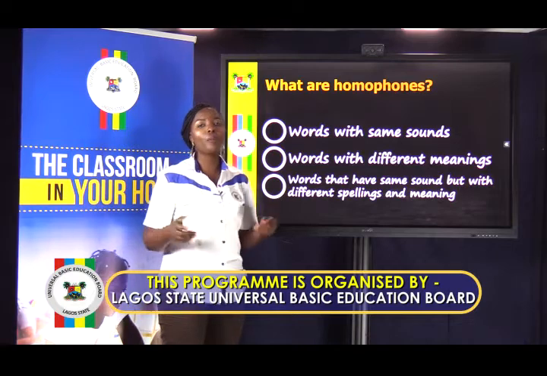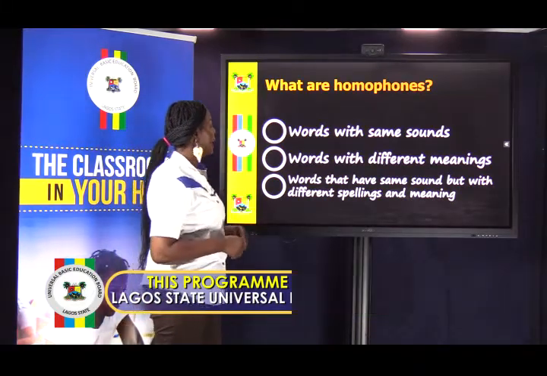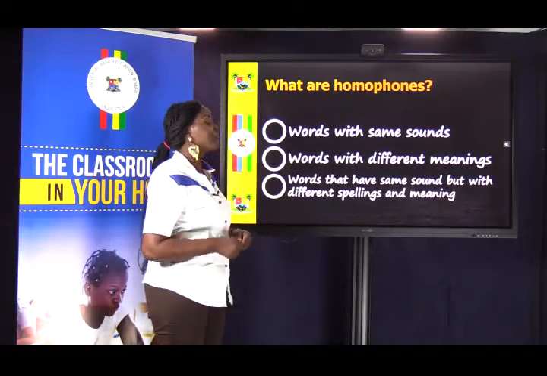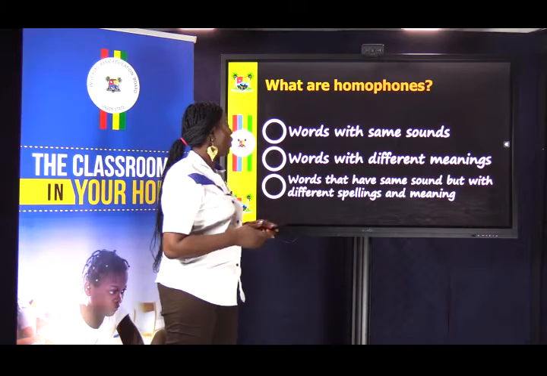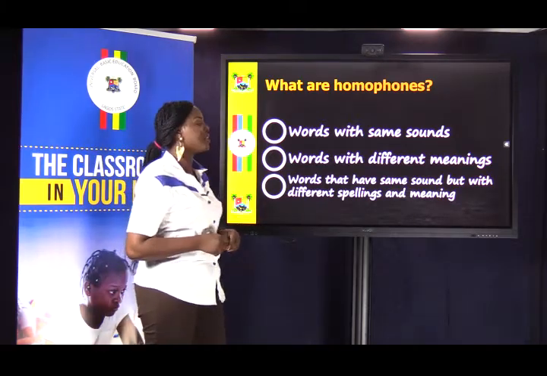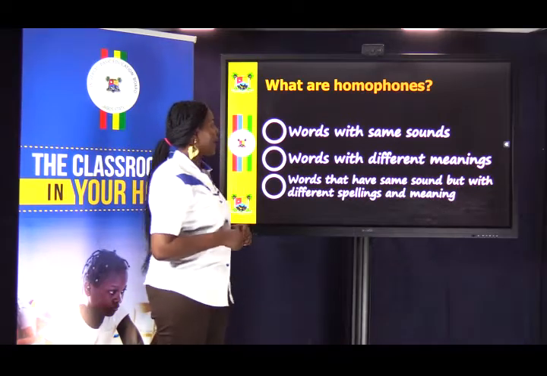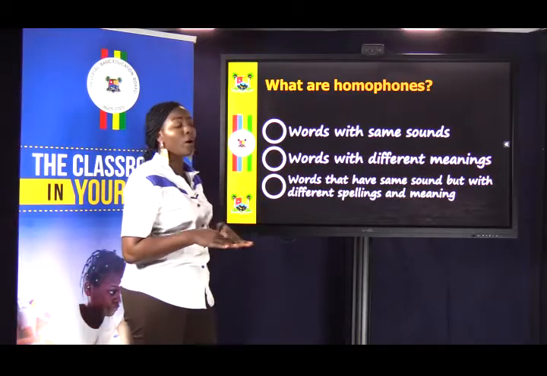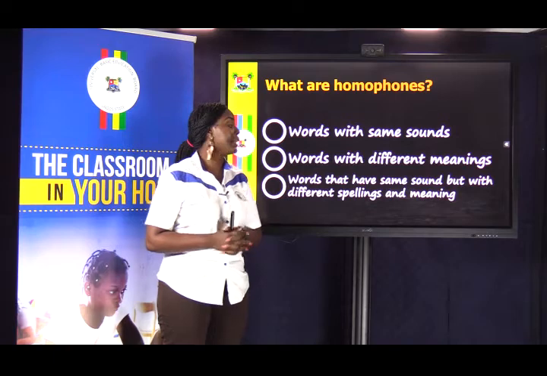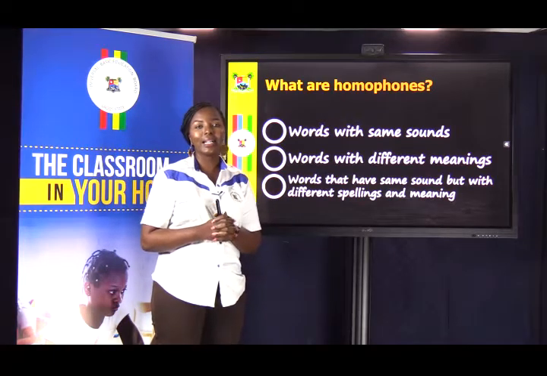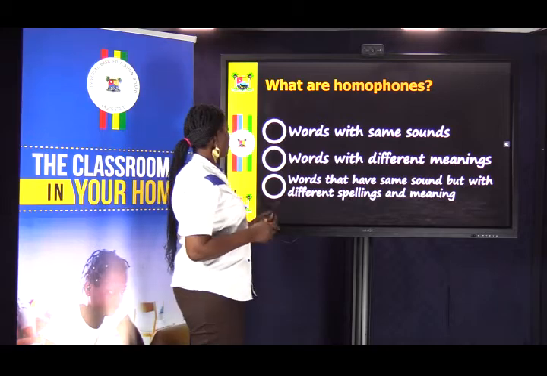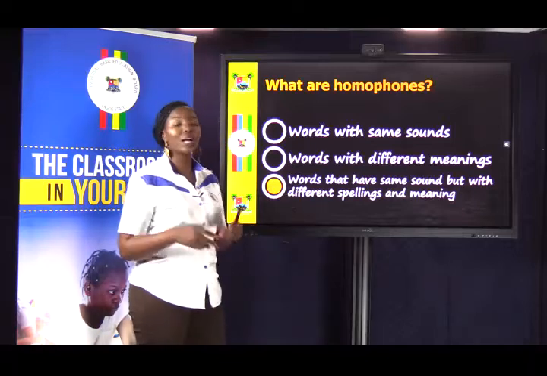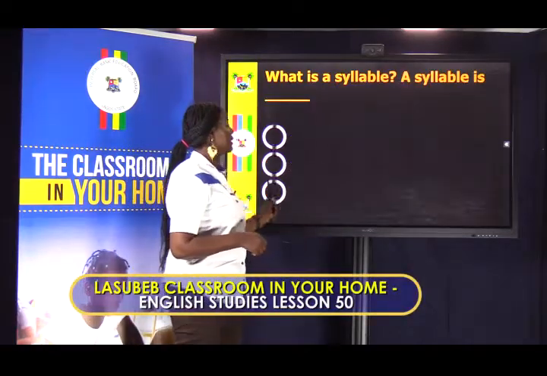Another one, what are homophones? A, words with same sounds. Okay, B, words with different meanings. C, words that have same sound but with different spellings and meaning. Okay, are they words with same sound? Are they words with different meanings? Or are they words that have same sound but with different spellings and meaning? What is your answer? I'm sure you've chosen your answer just right about now. And the answer is C. Words that have same sound but different spellings and meanings.